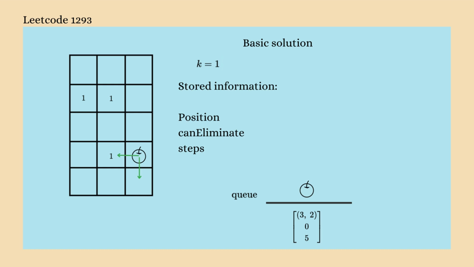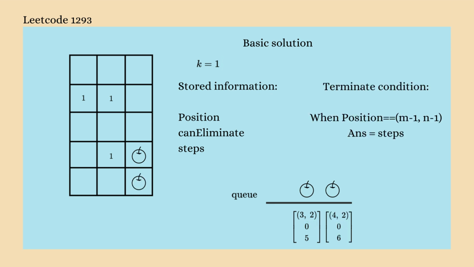Naively, we may have 2 possible directions which are going down and going left, but actually we cannot go left because our can eliminate variable equals 0 and we don't have enough quota to eliminate another obstacle and go left. If we go down from here, we will arrive at the lower right corner, which is 4, 2 position, and our steps will become 6, which is the final answer. There are 2 issues here.